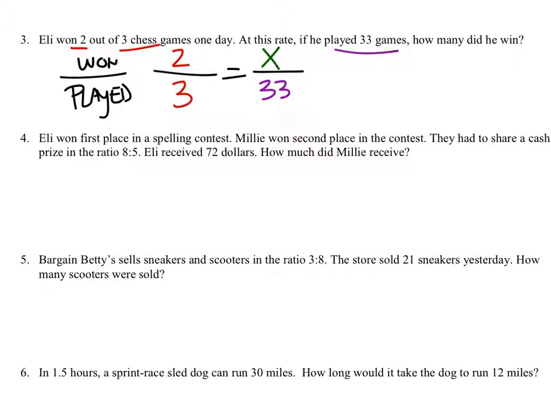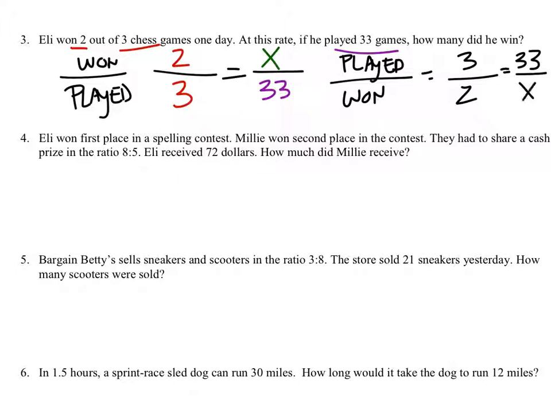set this up, okay? So that would be a comparison of games played compared to games won. And that gives us, what is that? Oh, just flip. So we got 3 over 2, 3 games played, 2 games won, compared to 33 games played, and we don't know how many won. Now again, we'll come back to these and then solve them later.